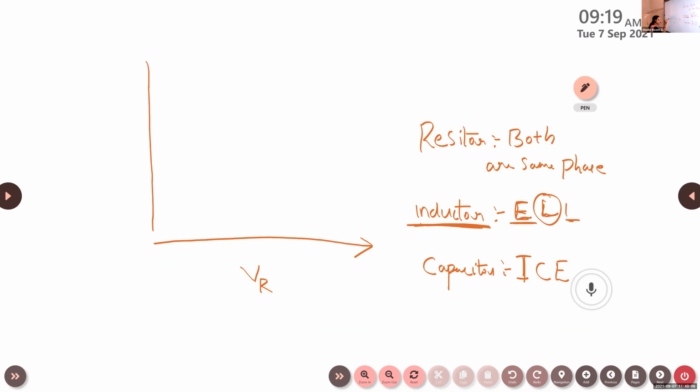Now this represents VL, EMF corresponding to inductor. Here the voltage of this EMF leads the current. In the case of inductor, EMF leads the current by 90 degree. But in the case of capacitor, EMF lags the current by 90 degree. That is along minus 90.